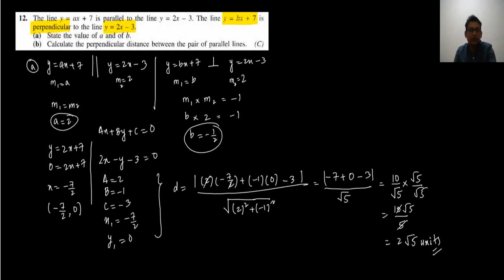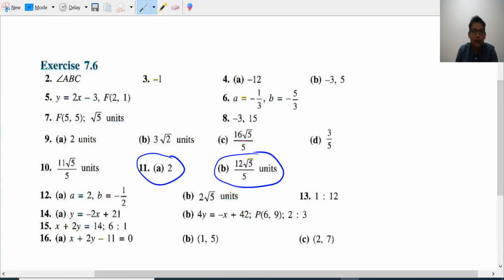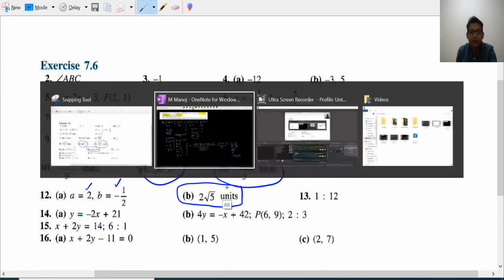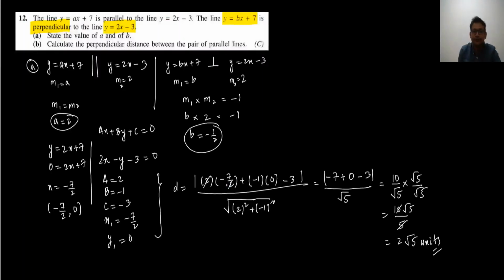Let me check the answer of question number 12. The answer of 12, a is 2, b is minus 1 upon 2, and the distance is coming absolutely right, 2 under root 5. So by this way, we have done question number 12. Moving to question number 13 now.